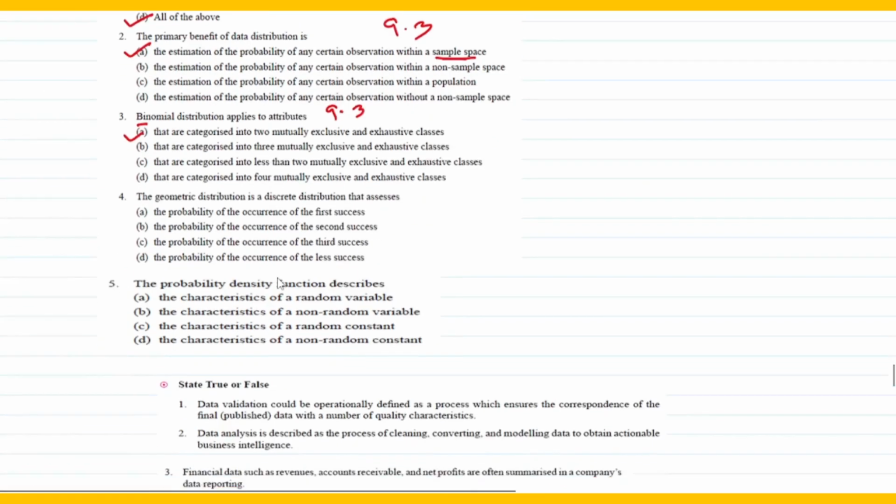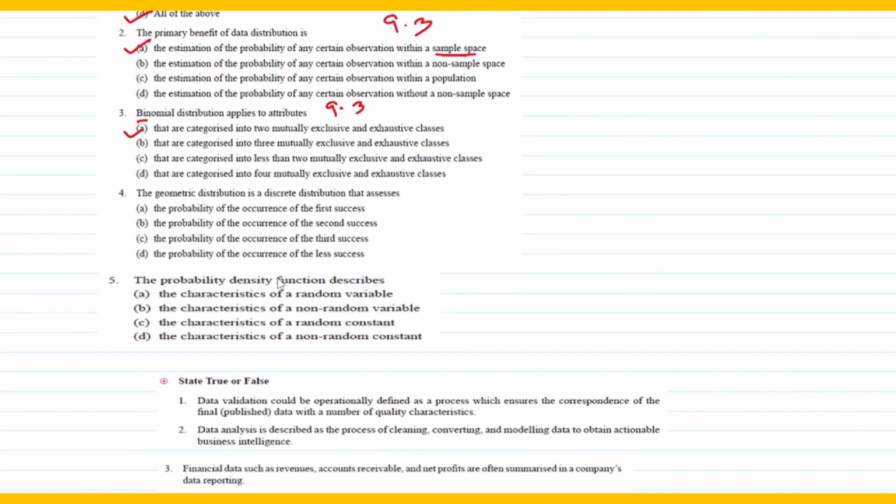Then we talk about the geometric distribution, which we have discussed in 9.3. 9.3 is very, very important from an exam perspective, so please make sure that you revise 9.3 properly. Geometric distribution is a discrete distribution that basically assesses the probability of the occurrence of the first success. You can run through that video. I've explained it very clearly what geometric distribution actually means.